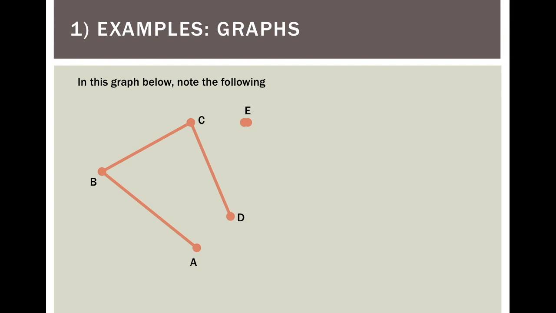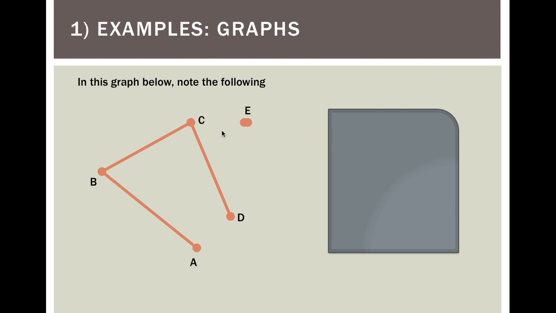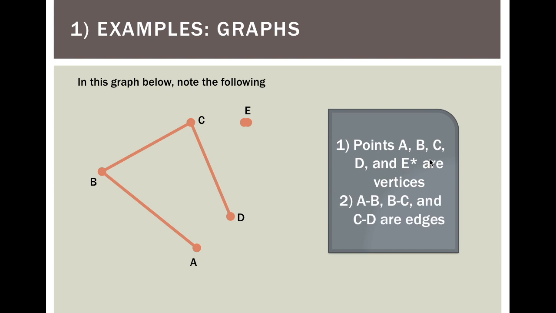In this graph below, note the following. So here's the graph. As you'll see, this is actually a graph. Okay, it doesn't look like your typical graph, but it is a graph with different elements, vertices, and edges. So we'll note the following. First, points A, B, C, D, and E are vertices, and E has a star next to it, so we'll get to it in 1 second. AB, BC, and CD are edges of this graph.